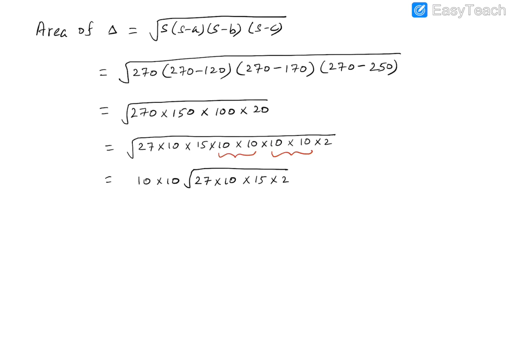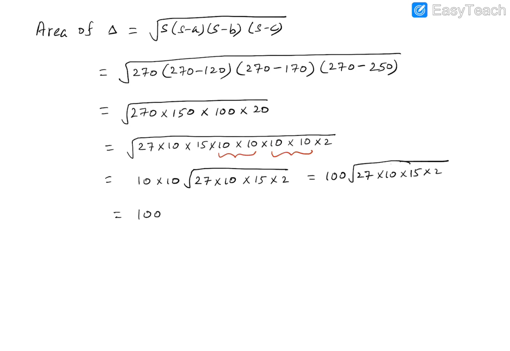So what is left under the root is this 27 into 10 into 15 into 2. Okay, so that gives us 10 into 10 is 100, square root of 27 into 10 into 15 into 2. Let me write that properly. Okay, so that's our expression. Can we simplify this further? We might be able to do a further simplification here. Let's see what we can do.